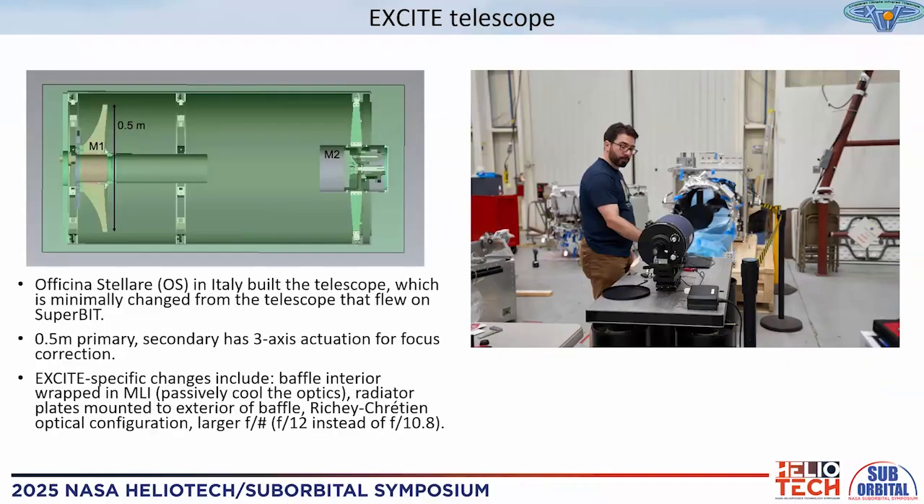The telescope is also similar to what was flown on SuperBIT, with a couple of optical differences. It's a half meter primary. The secondary has actuation for tip and tilt and also focus. I'd say probably the biggest difference in terms of how we use it versus how it was flown previously is we try to passively cool our optics as much as we can. So we do have the interior wrapped with MLI. It could be a problem for stray light in the optical, but for the infrared, it's necessary to get to the cold temperatures that we want.